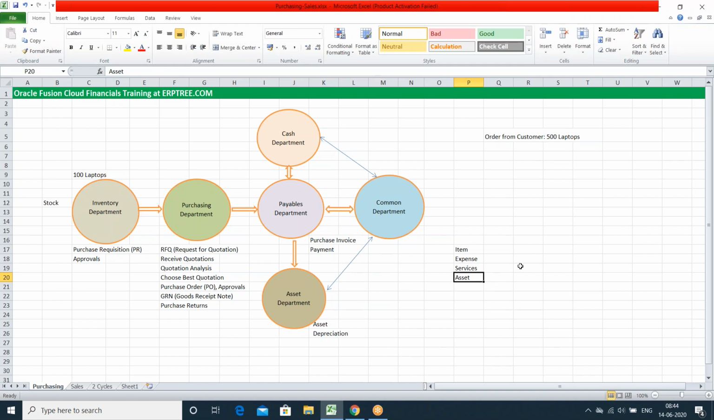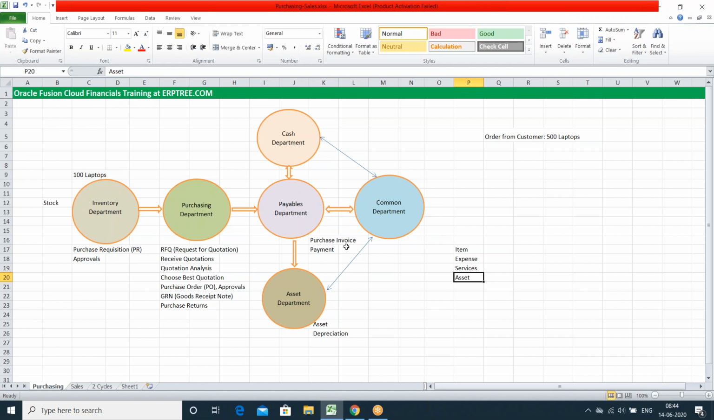So a laptop should not automatically be treated as an asset. If you are going to use the laptop in our company, then it becomes an asset. If you are buying laptops to sell, that is an inventory item only. You are not going to use it in our organization, so it should not be maintained within the asset department.